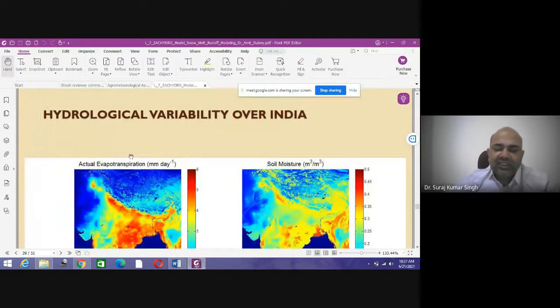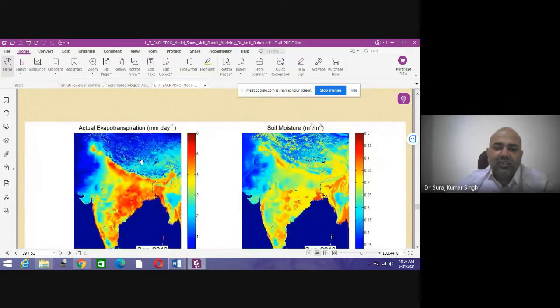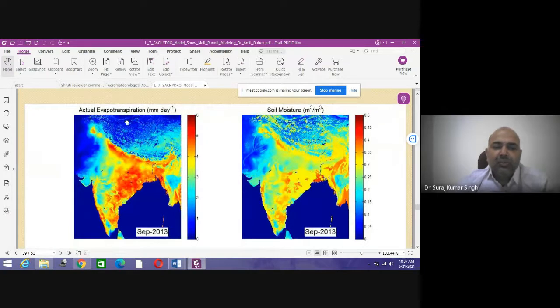So using such maps, you can finally produce an actual evapotranspiration map of an area, that is for the month of September 2013, showing what is the evapotranspiration that is being done and what is the rain, where is the area where the evapotranspiration is high, where is the area where evapotranspiration is low. If I am situated in the northern western part of the country, I'll be seeing my actual evapotranspiration is on the lower side.